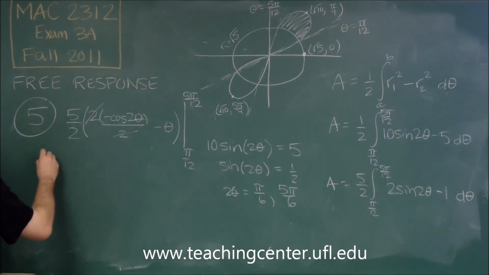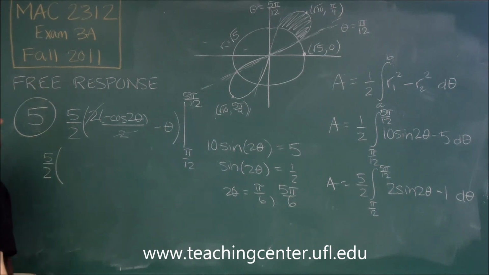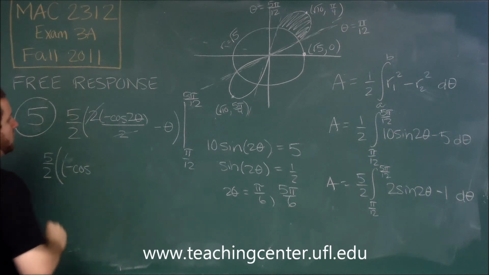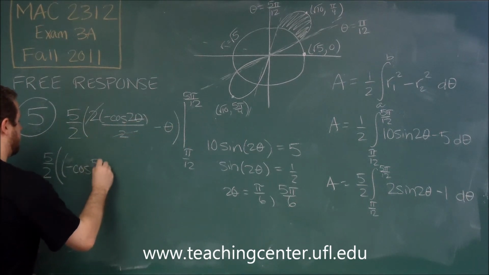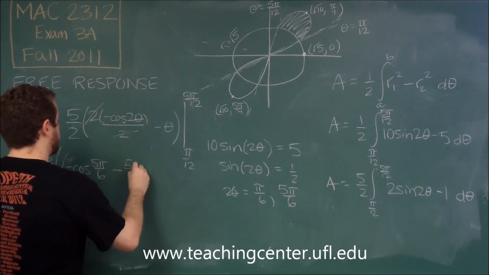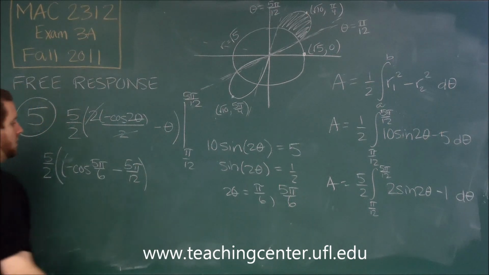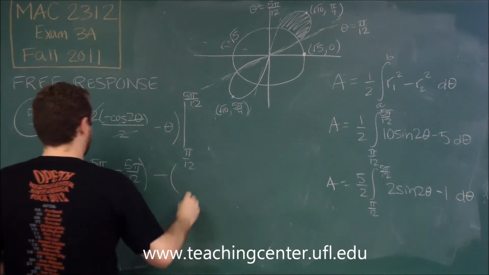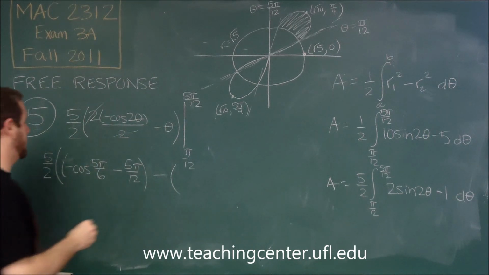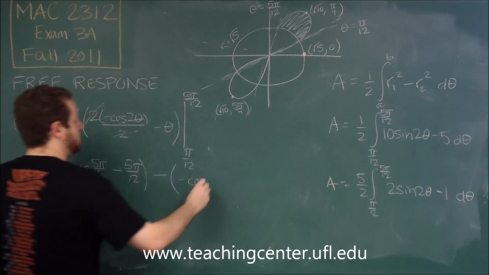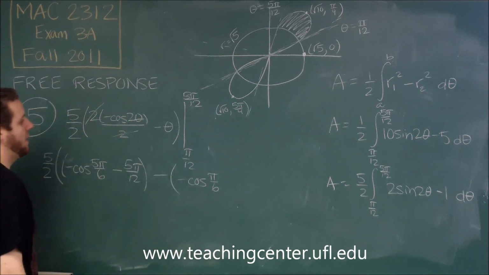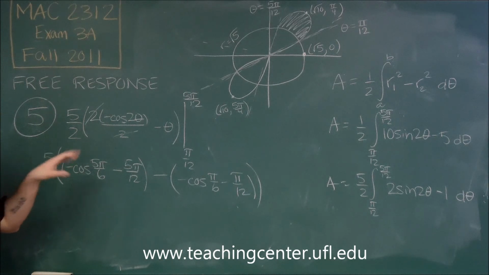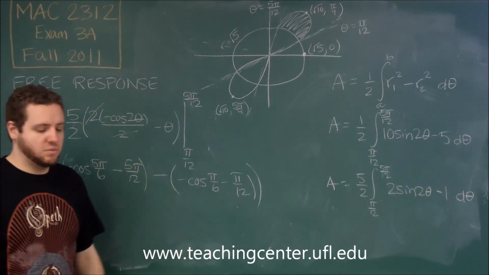So 5 pi over 12, we would get 5/2 times, so here we're going to get negative cosine of 2 times 5 pi over 12, which will give us 5 pi over 6, minus 5 pi over 12, because then we just have theta. Then we would subtract, now when we plug in pi over 12, we would get negative cosine pi over 12 times 2, which would give us pi over 6, and then we have minus pi over 12. Remember, this whole thing was times 5 halves also. So that was top plugged in minus bottom plugged in. Let's see what we get then.